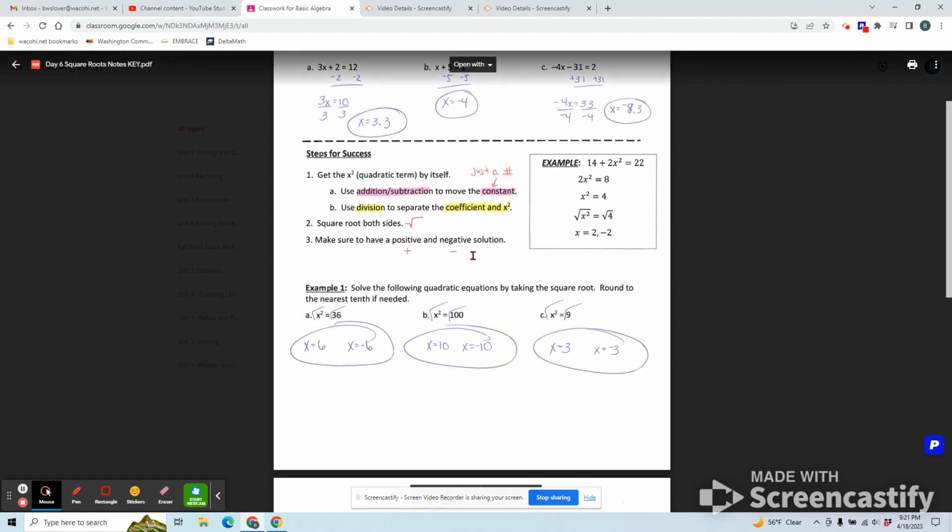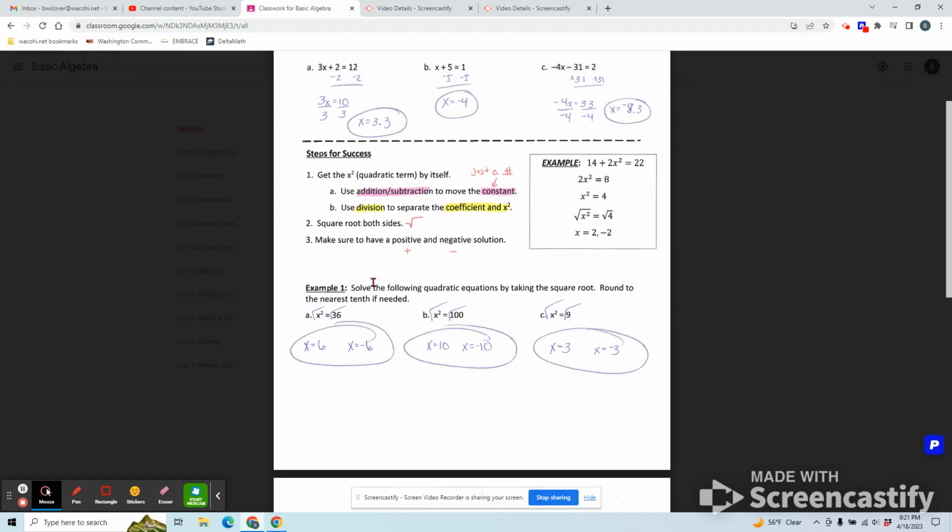All right, so that was our first one that we worked through. So now we're going to start trying these on our own. It says solve the following quadratic equations by taking the square root, down to the nearest tenth if needed.